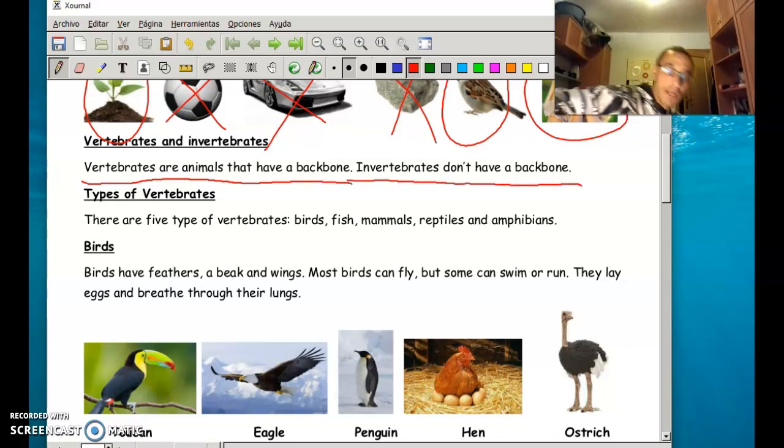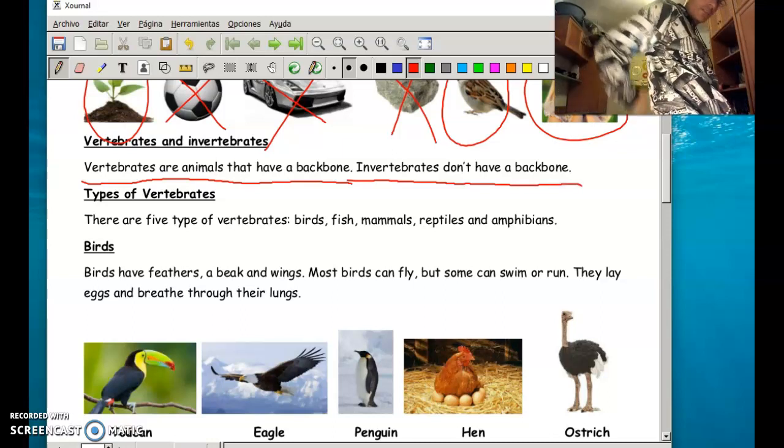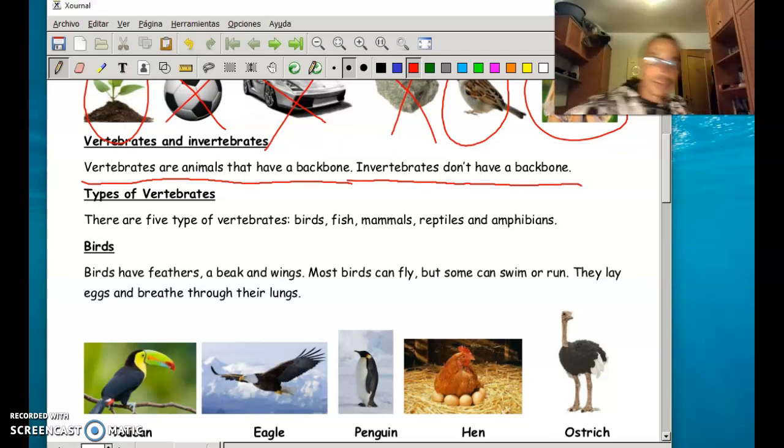Right. So this is your backbone. This is your backbone. And vertebrates, for example, we're going to see the types of vertebrates.